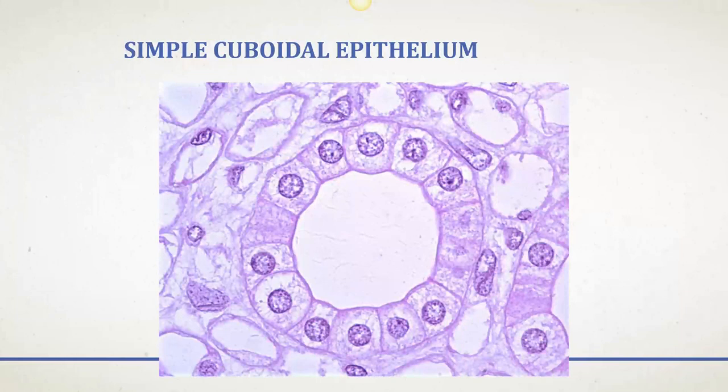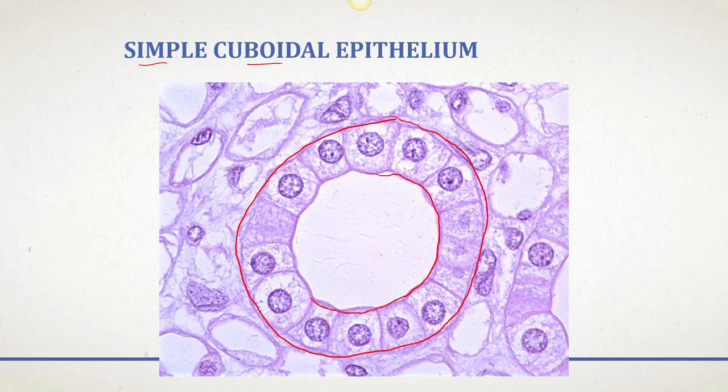So this next one, simple cuboidal epithelium. If you look at the features again, we got simple, one layer, cuboidal, it's cube-shaped cells. And we see this very obvious central structure here. So I'm going to draw a circle around the basement membrane, and then I'm going to outline the lumen. And if you remember, the lumen is just the center of a tube-like structure in the body. And now we can start to outline the cells. Those are cube-shaped cells. So we have one layer of cube-shaped cells.